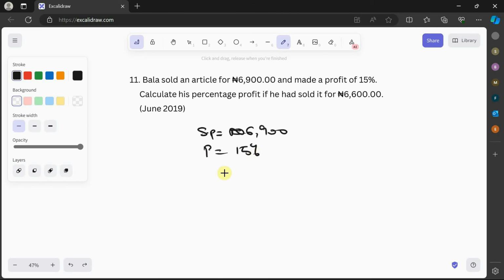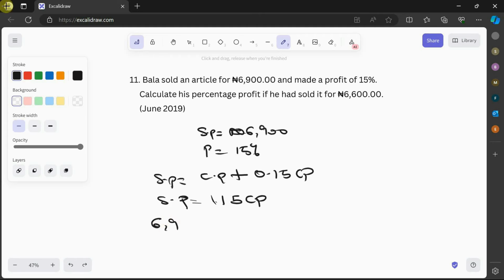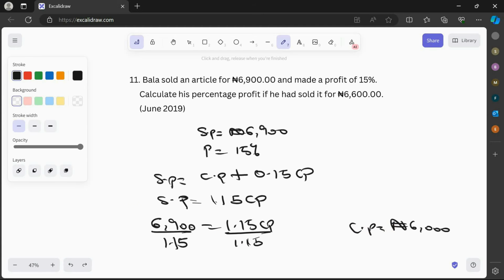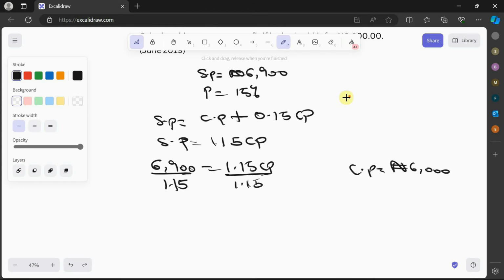So what can we see from that? The cost price was marked up by 0.15 of the cost price to get the selling price. So the selling price is 1.15 of the cost price. So this is 6,900 equal to 1.15 CP. If I divide both sides by 1.15, the cost price is 6,000 naira. Great.